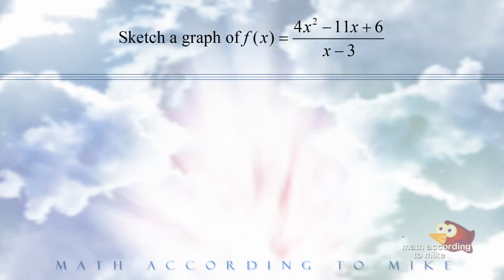All right, in this video we're going to do a sketch of another rational function: 4x squared minus 11x plus 6 all over x minus 3. Let's go through our steps.